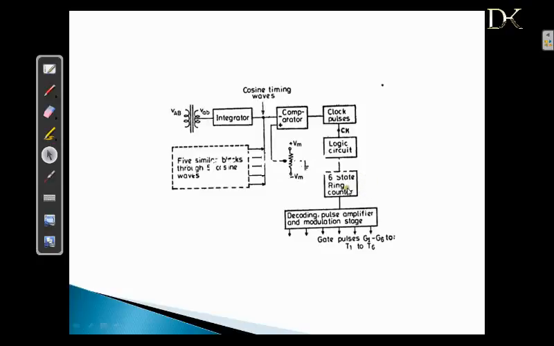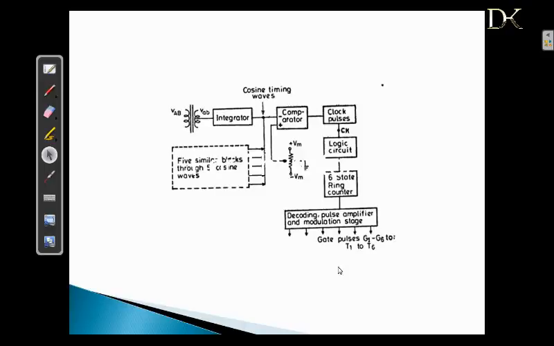The output of the ring counter goes through decoding, pulse isolation, amplification and high frequency modulation stages before they are fed to the gates of the 6 thyristors. The number of components required is reduced, but it still suffers from the drawback of unequal firing angles due to supply and frequency variations.